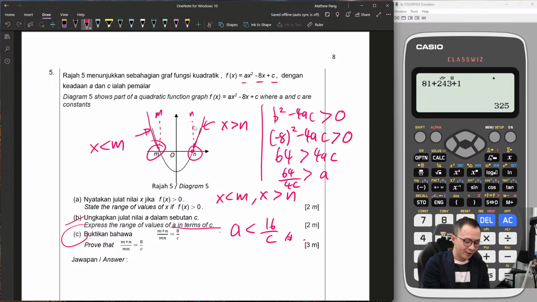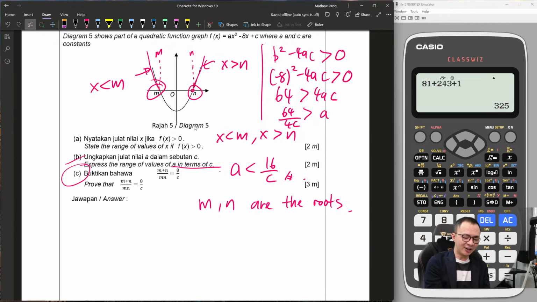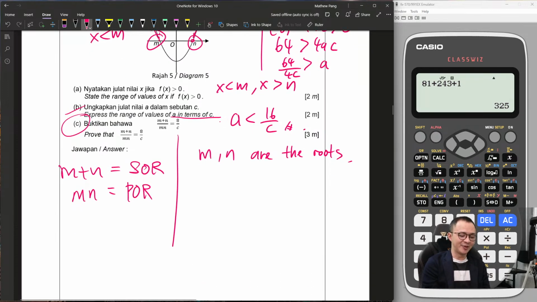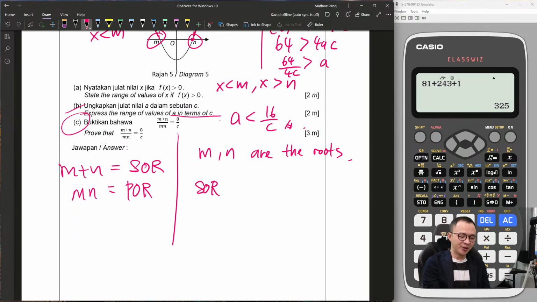Done. Last part, they ask us to prove this thing. So from here, because m and n, I already know m and n are the roots, right? So therefore, if I understand they are roots, I see m plus n. This one means what to me? Sum of roots, because both roots are added together. mn, this one for me means product of roots. Then I will just use my idea about sum of roots and product of roots, right? Sum of roots, the formula tells me is negative b over a, right? Product of roots is c over a, right?